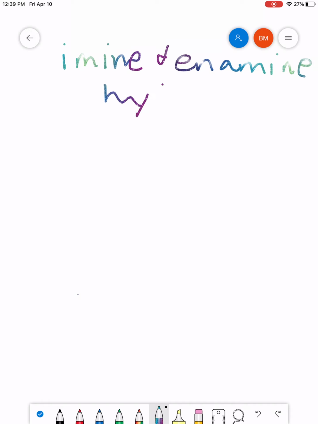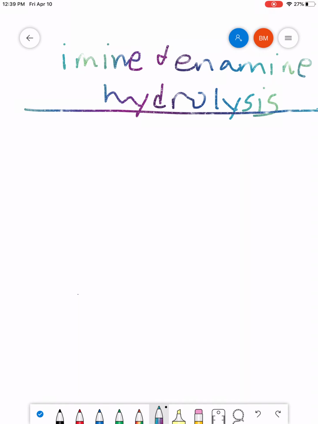Okay, one other interesting thing that we can see is we can take imines and we can take enamines and we can hydrolyze them. They can undergo hydrolysis. So, if you remember, we previously talked about hydrolysis in another chapter. We said that hydrolysis is basically a general term that means that you're using water in some way to break down a larger molecule into smaller pieces. All right? And that's exactly what we're doing here.